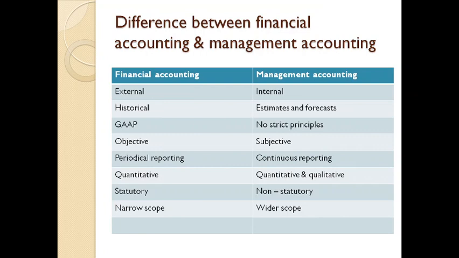Next one, precision. On the basis of precision, financial accounting gives more importance to objectivity of information, whereas management accounting gives more importance to timely reporting of information, even if it is less precise. Because one of the natures of management accounting is that it is mainly subjective rather than objective, unlike financial accounting.